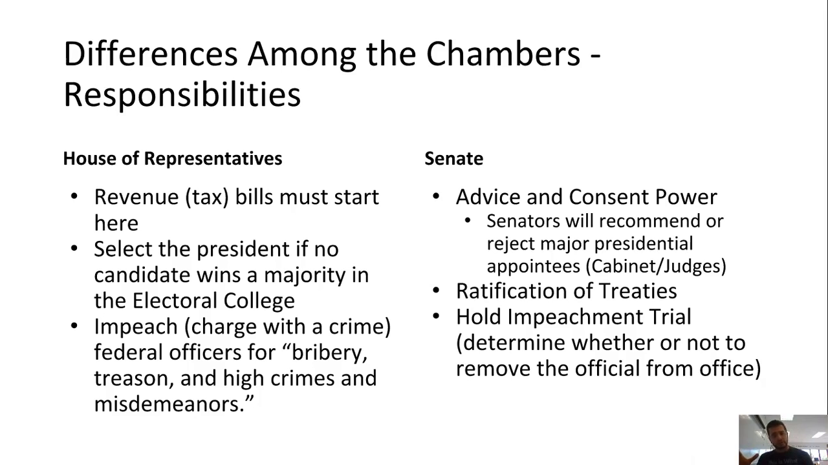So let's go ahead and transition over to the Senate. So they have the advice and consent power. Senators are going to recommend or reject major presidential nominees or appointees. Really, either one works. So, for example, for the cabinet, for federal judges, or even Supreme Court judges, the Senate is going to be in charge of advising the president.